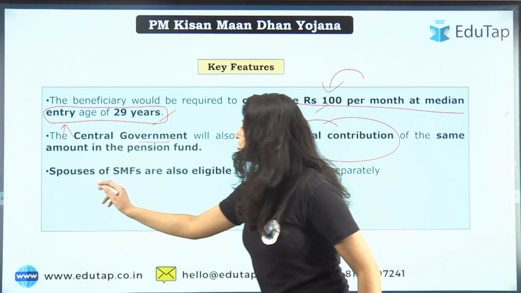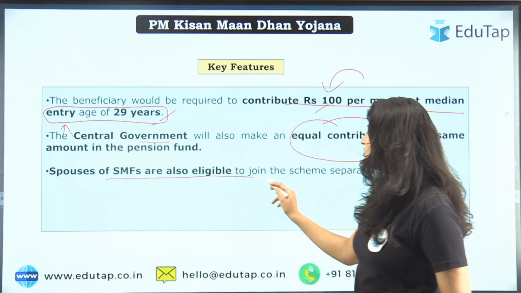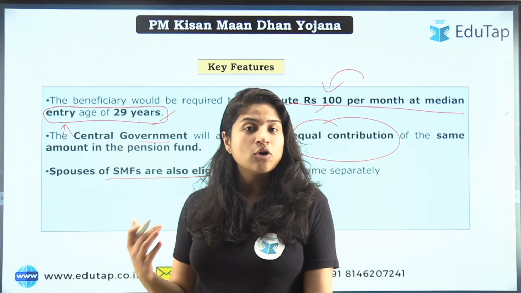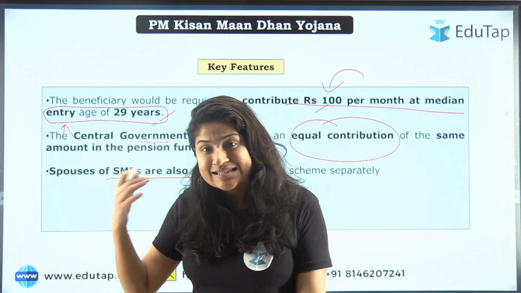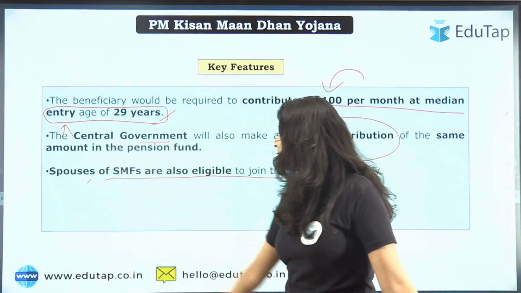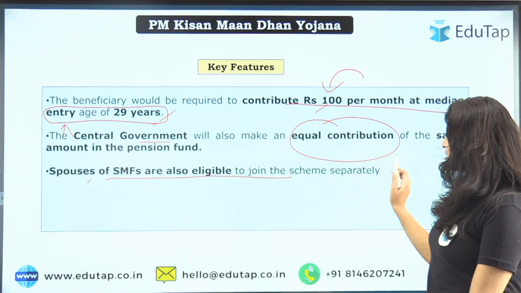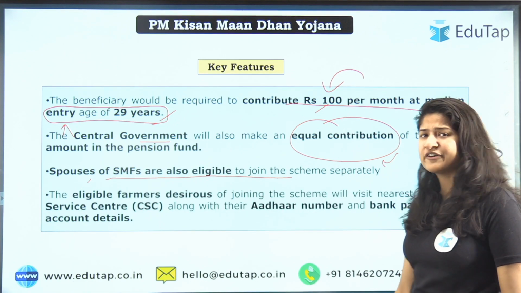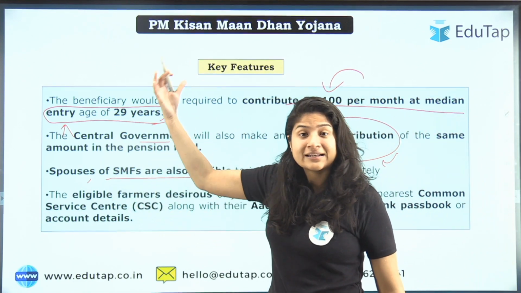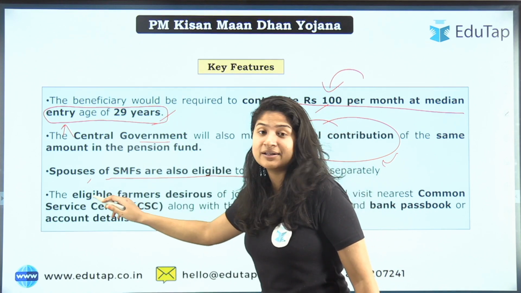Next is spouses of small marginal farmers are also eligible. So if the husband is a farmer but the wife is not, the wife is still eligible to be part of the scheme because her spouse is a farmer, all right, and she can join separately. Or if a female is a farmer, the male can join separately. Of course, if they fall under the eligibility criteria.